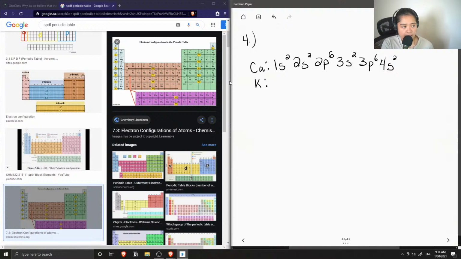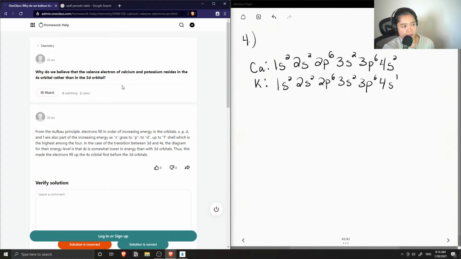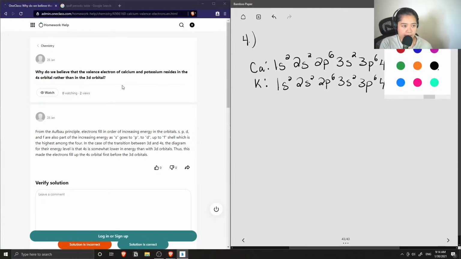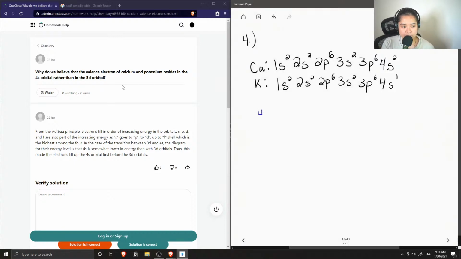You can see that potassium is right beside it. So we can also just write a similar electron configuration, except it'll end in 4s1. Okay, so the question asks, why do we believe that their valence electrons reside in the 4s instead of the 3d? This is because their 4s orbitals are lower in energy.